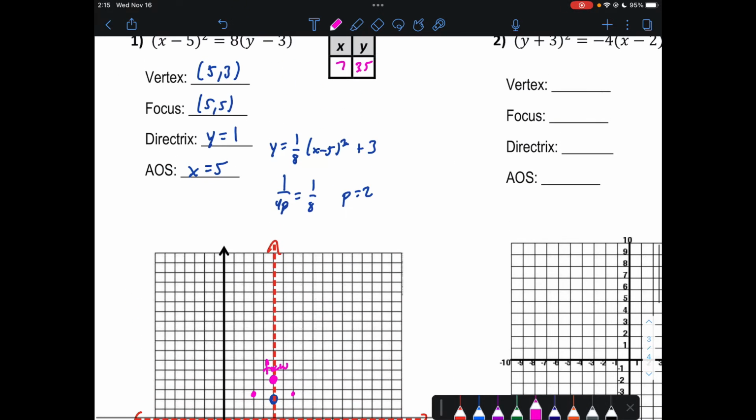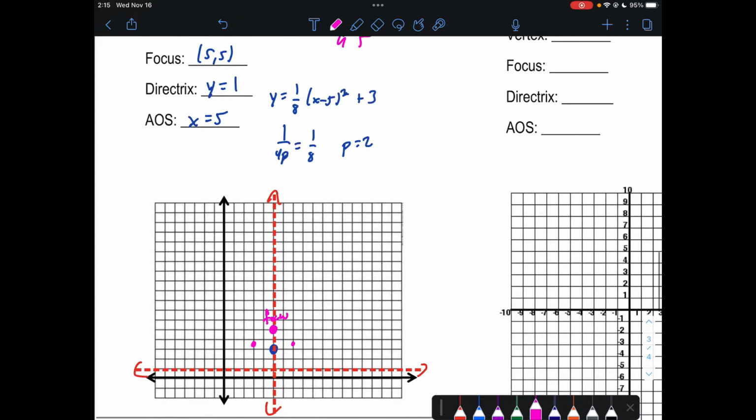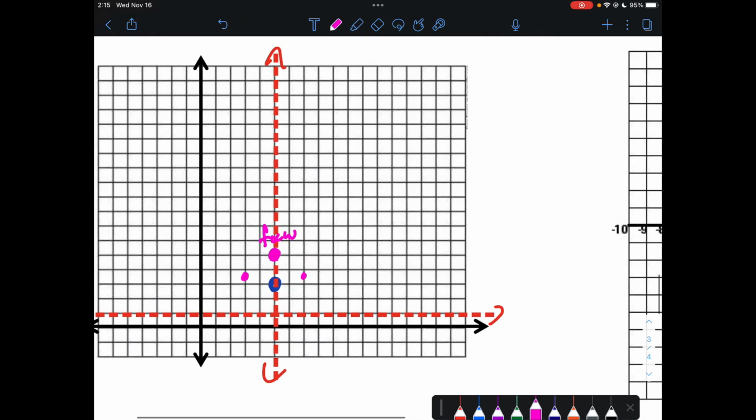And then how about 9? 9 minus 5 is 4. Squared is 16. Over 8 is 2. Plus 3 is 5. So 9, 5. And that also means 1, 5. So now we can draw our parabola. It should look something like that.